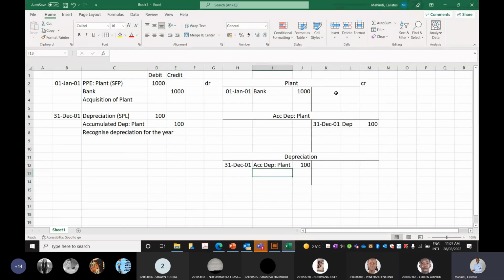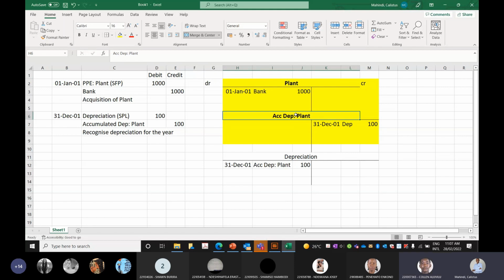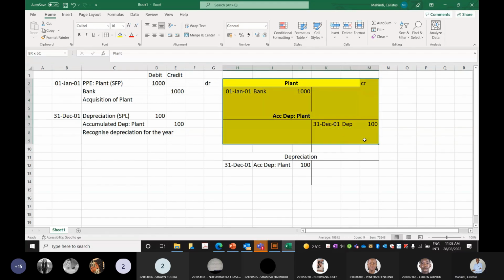So in order to get the carrying amount, the two accounts that we use are these. To get the carrying amount of the plant, the two accounts that we use are the plant and the accumulated depreciation plant account. These two are contra accounts. So the actual balance, or the carrying amount, of the plant will be 1,000 minus 100. So the carrying amount of the plant at 31 December would be 900. Do you have any questions for me?